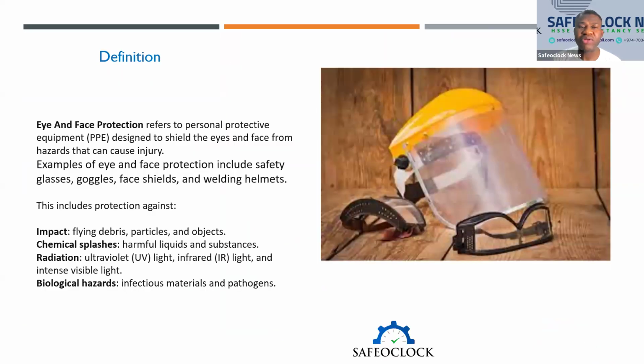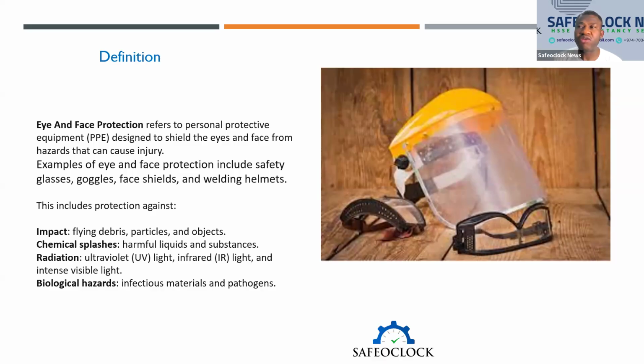Face and eye protection refers to protective equipment designed to shield the eyes and the face from hazards that can cause injury to them. So it's a clear and direct definition. The one that covers the entire face is called face protection, while the one designed to shield only the eyes from harm and injury is referred to as eye protection.